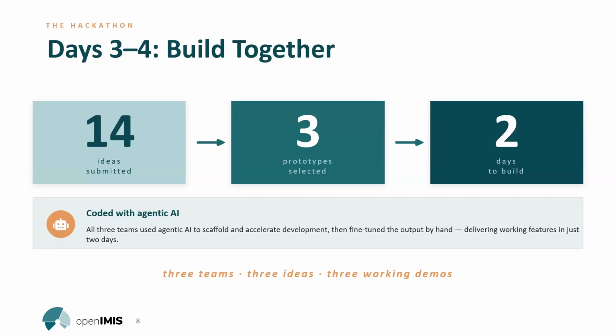Because the time was very limited, just 2 days, and newcomers didn't know much about developing for openIMIS, the decision was to use agentic AI, so-called vibe coding. That way they accelerate the development and then fine-tune the output by hand. We saw that it worked very well, and in the end they managed to deliver working features in just 2 days. We had 3 teams of 5 developers each, 3 ideas, and in the end, 3 working prototypes.